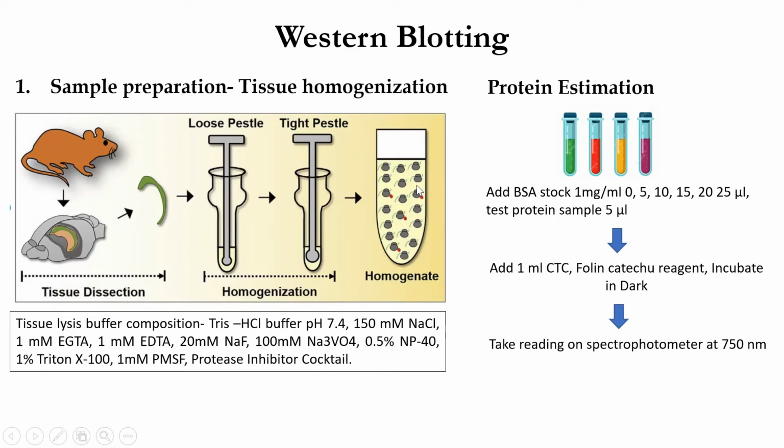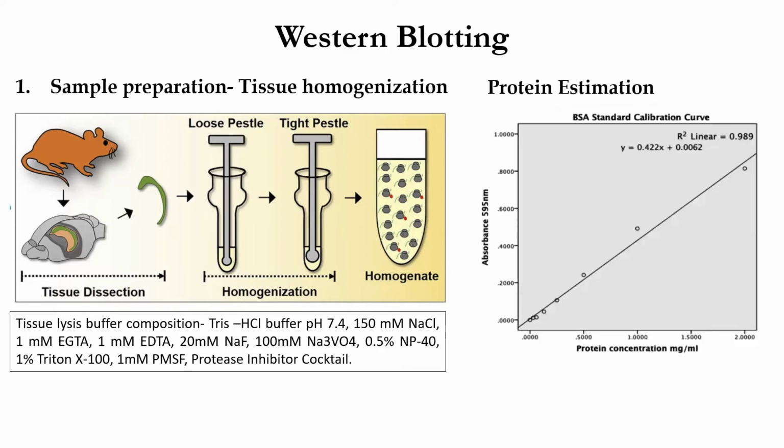Now, how are we going to know how much protein is present in that tissue homogenate? So we do the protein estimation. In that case, we have a protein, this BSA, bovine serum albumin, is a protein. We make a known stock of this protein solution, 1 milligram per ml, and add 0, 5, 10, 15, 20, 25 microliter in each of these tubes. And in one tube, you add your test sample, 5 microliter. Okay. Then add the BCA bicinchoninic acid reagent, which helps to convert this protein to a colored compound. And then the intensity of that color is measured in a spectrophotometer. So the more the color is developed, the more protein you have, basically.